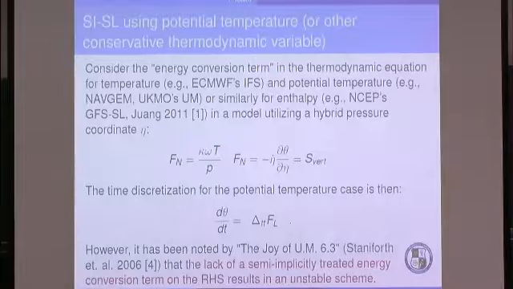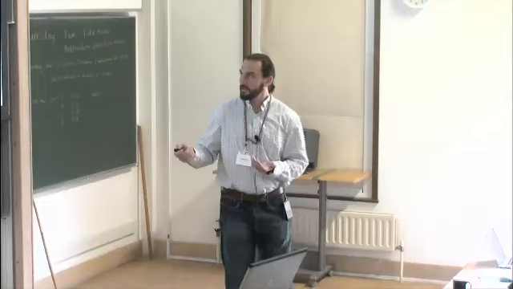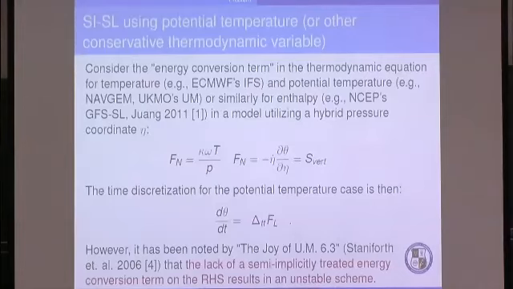So basically, if you look at a time discretization, we get our total derivative on the left-hand side, and we get our linearized semi-implicit terms on the right-hand side. If we took the term out, if we said it was a fast mode term, just like the Eulerian case, it's a perfectly stable semi-implicit scheme. You put it in the trajectory, unstable. It doesn't work. And this has been noted in the UM's new dynamics, that the lack of a semi-implicitly treated energy conversion term on the right-hand side results in an unstable semi-implicit scheme.